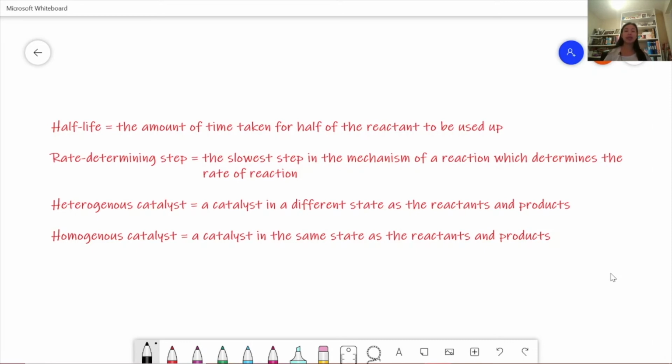Next is rate determining step, and this is the slowest step in the mechanism of a reaction. So a reaction can be split up. It can either be one step or it can be a couple of steps, and this slowest step determines the rate of reaction. A heterogeneous catalyst is a catalyst which is in a different state as the reactants and products. So it could be a solid whilst the reactants and products are all gases. And a homogeneous catalyst is a catalyst in the same state as the reactants and products.